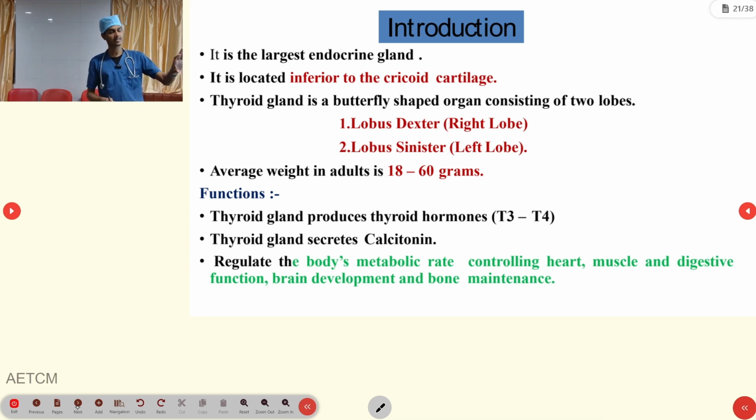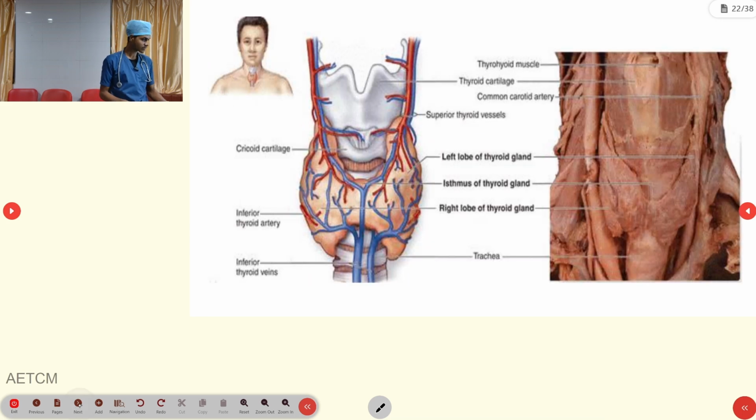One more important thing is the hormone calcitonin. Calcitonin plays a role in the regulation of the serum calcium level. It regulates metabolism and reabsorption. Okay, so this is regarding the anatomy.